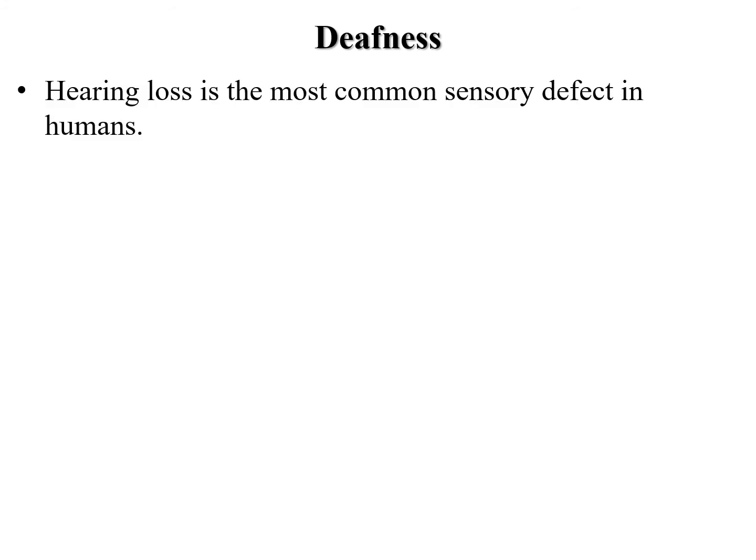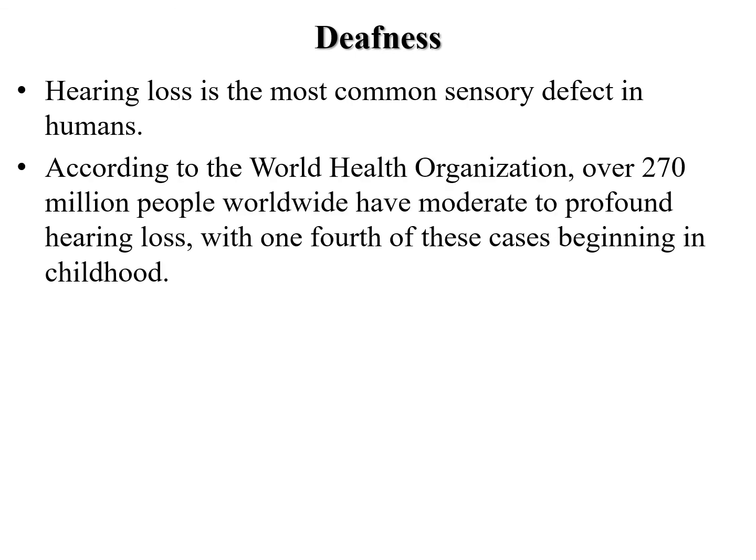Lastly, a few words about deafness. Now, deafness or hearing loss is the most common sensory defect in humans, more common than blindness. According to the World Health Organization, over 270 million people worldwide have moderate to profound hearing loss, with 1/4 of these cases beginning as early as childhood. And I am telling you these numbers are rising because of our lifestyles.